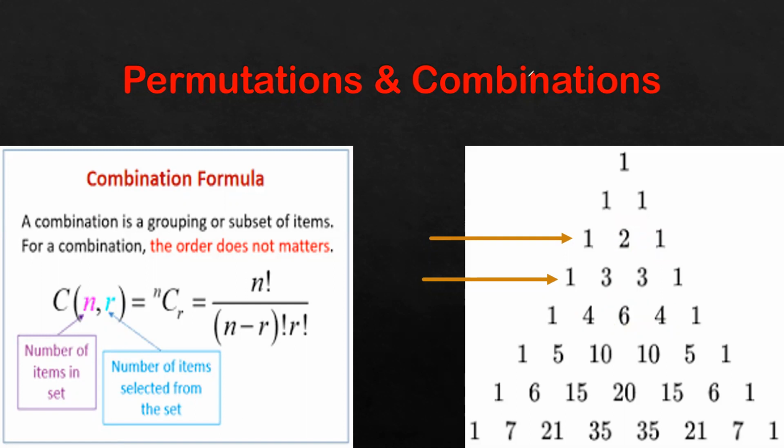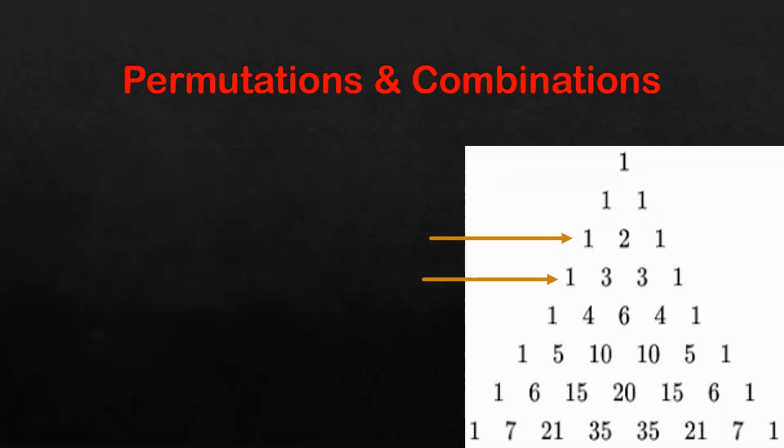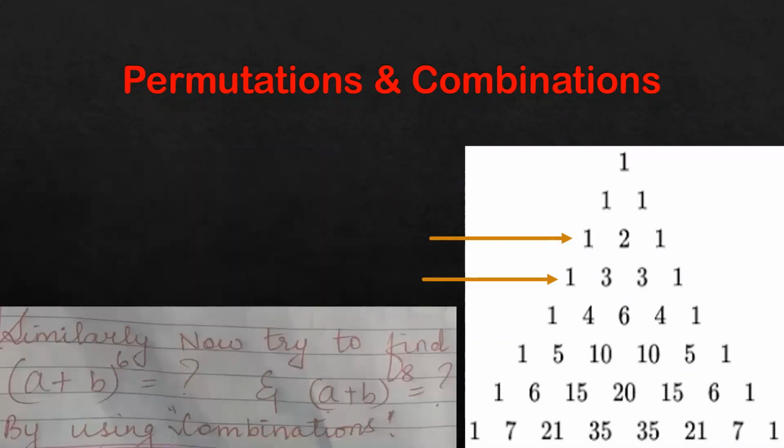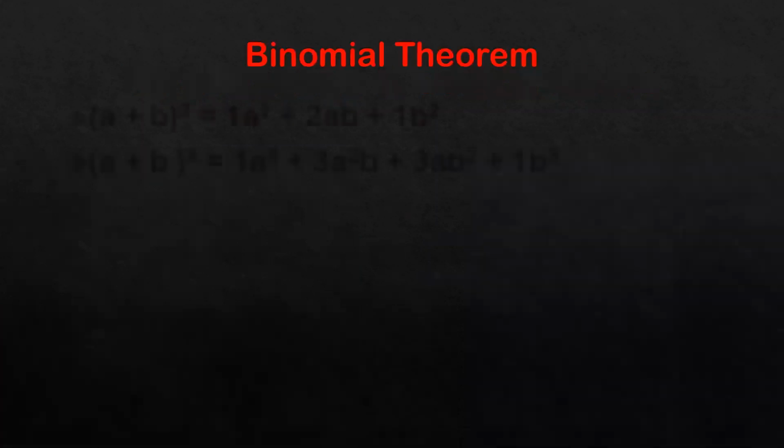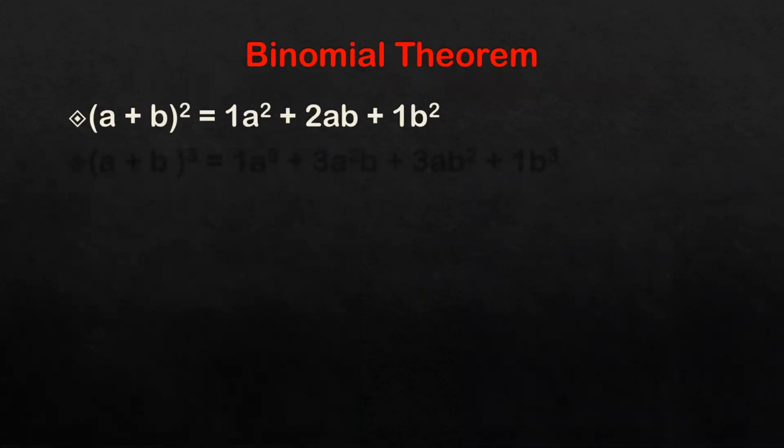The person who found this out, his name was Pascal. That is why the topic's name is Pascal's triangle. So I hope you all followed the connection between combinations and Pascal's triangle. Now you can find out and check it for yourselves: what can be the value of (a + b) the whole raised to 6 and (a + b) the whole raised to 8 by using combinations. So with this, class, we can come to the topic binomial theorem.